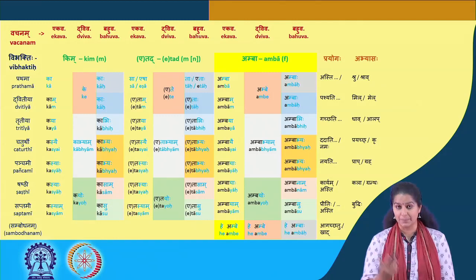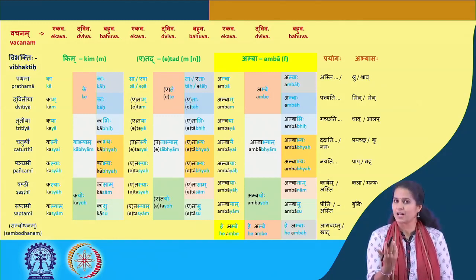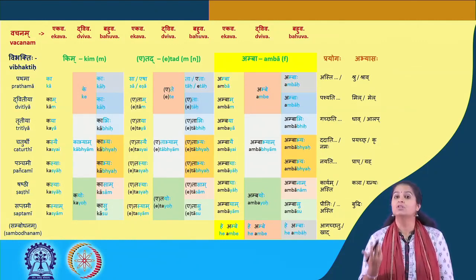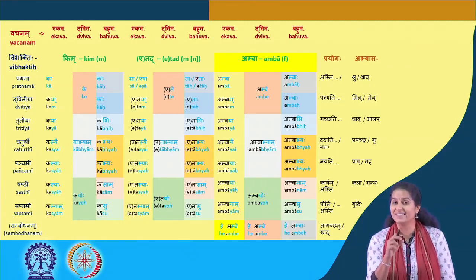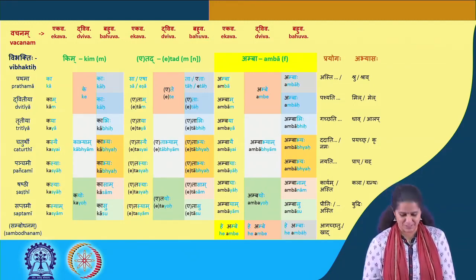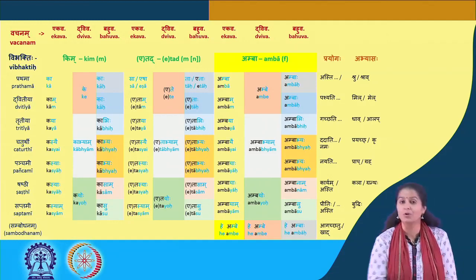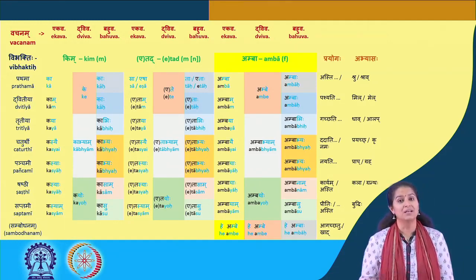Uttamam. Alapati. So alapati, just like jalpati or vadati, means to speak, to have a dialogue. So kabhyam alapati, and gayika. So gayikabhyam alapati. Uttamam. Moving on to the next one, which is the fourth or the dative case.